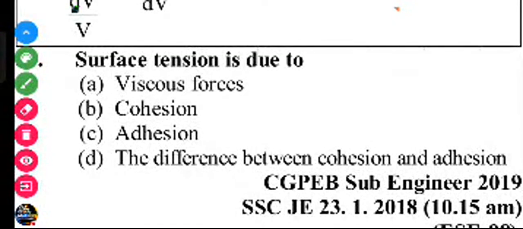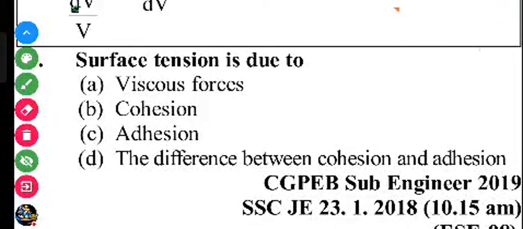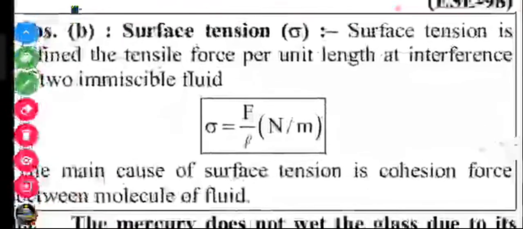Next question, surface tension is due to A. Viscous force, B. Cohesion, C. Adhesion, D. The difference between the cohesion and adhesion. Due to cohesion. Here is the explanation.